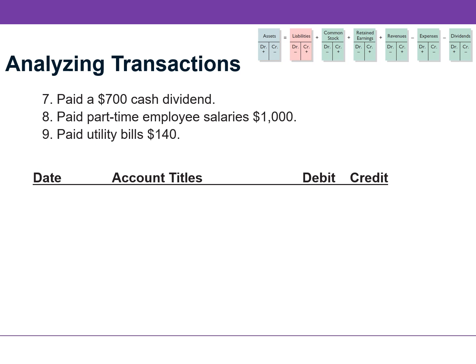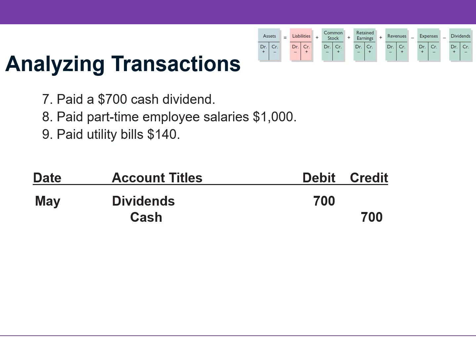Please consider pausing this video and identifying the debits and credits for the next 3 transactions. If you see the word paid, I want you to immediately think credit cash. Now, the other part of this transaction is dividends, and dividends increase with debits. So you would debit dividends and credit cash for $700.